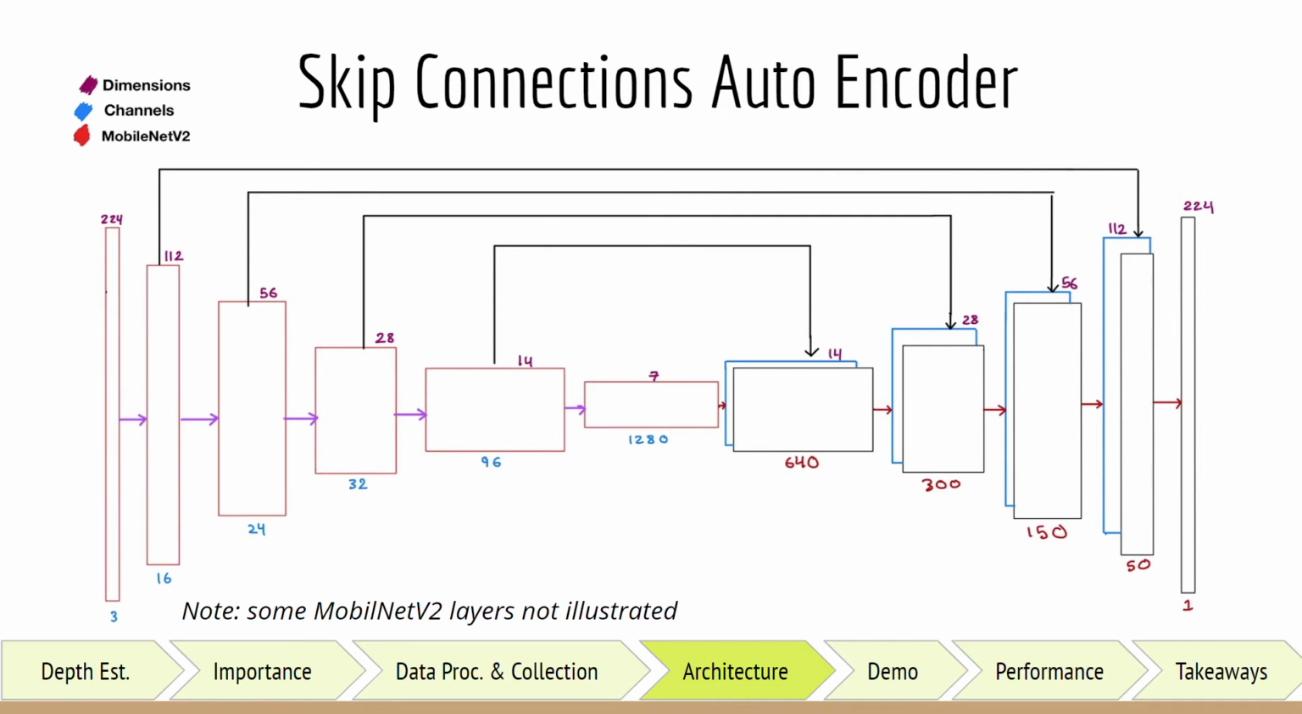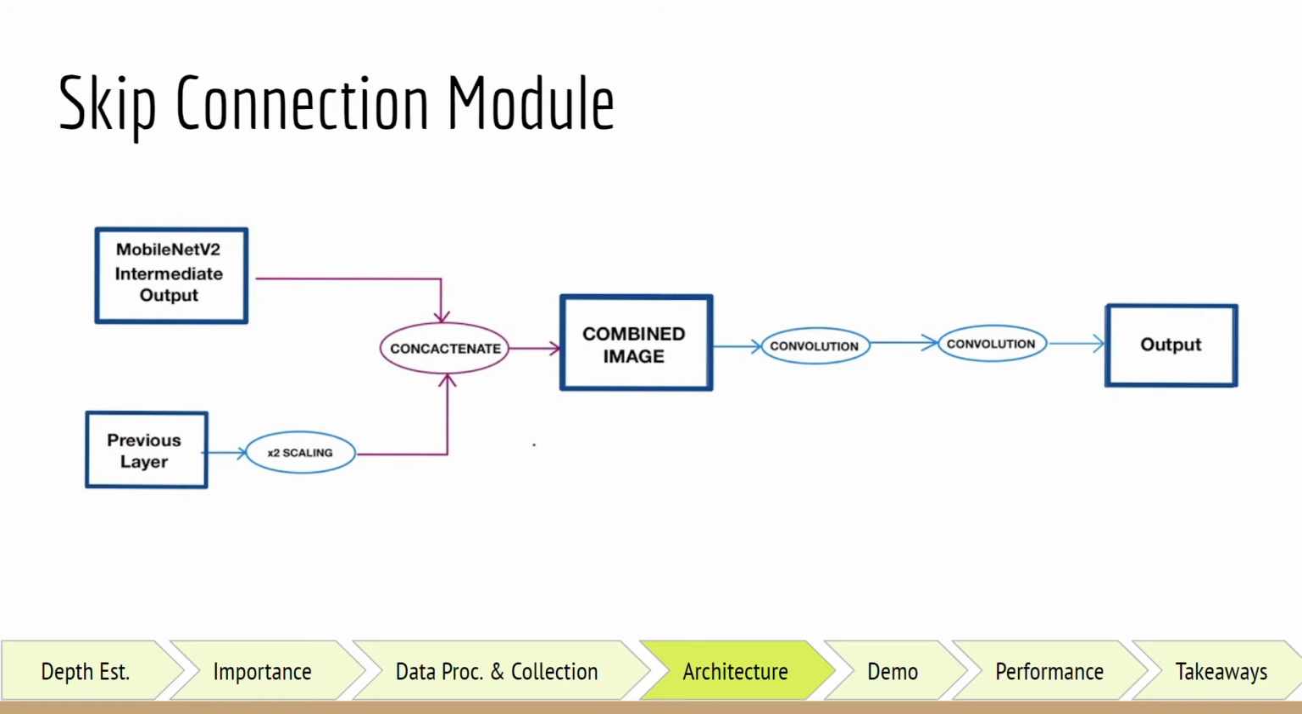This module is implemented in the decoder and receives 2 inputs: the previous layer and a feature map from MobileNet v2 with twice the height and width of that previous layer. The former is upscaled by a factor of 2 in both dimensions in order to match the latter, after which they are both concatenated together into a combined feature map. This then undergoes 2 layers of convolutions and finally returns the output for the next block.